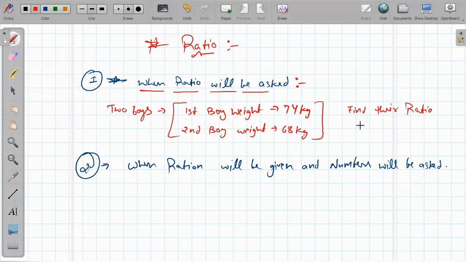The ratio of 1 to 2. Okay? This thing is also important, whether they're asking 1 to 2 or 2 to 1. So what will be the ratio?